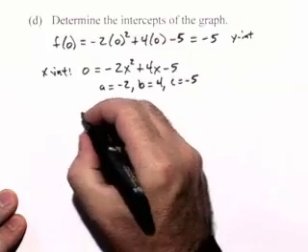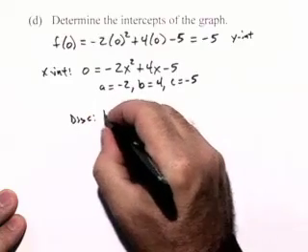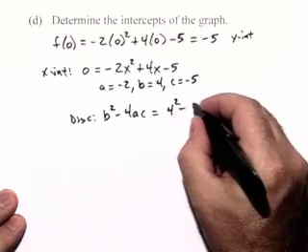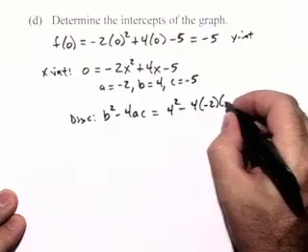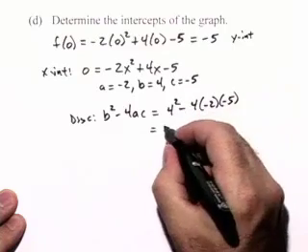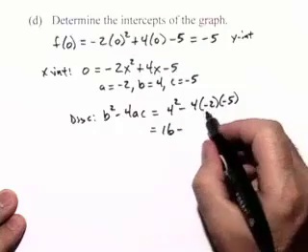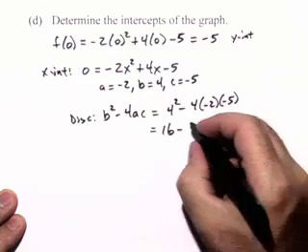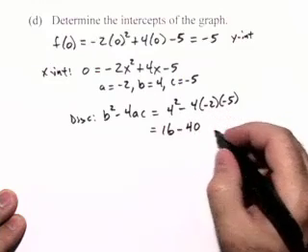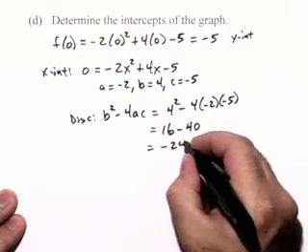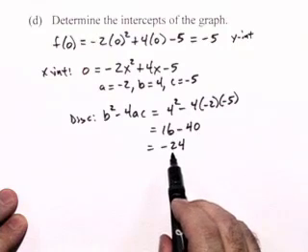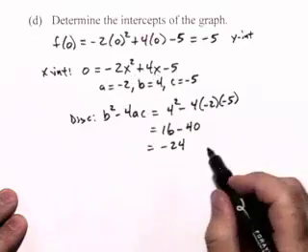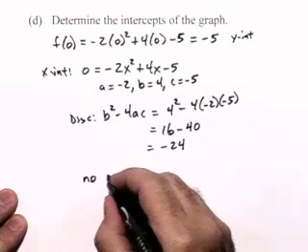First, we're going to find the discriminant. That's b squared minus 4ac. So it'll be 4 squared minus 4 times negative 2 times negative 5. So we'll get 16 minus 4 times negative 2, which is negative 8. Negative 8 times negative 5 will be a positive 40. So we end up with 16 minus 40, which is equal to negative 24. Since the discriminant is negative, the solutions to our quadratic equation will be imaginary, so we have no x-intercepts.